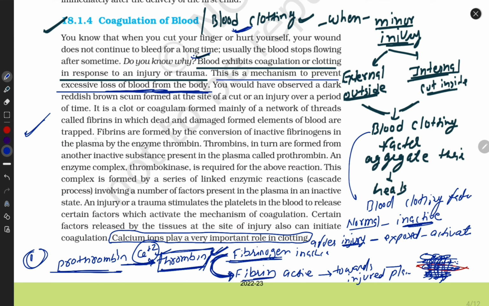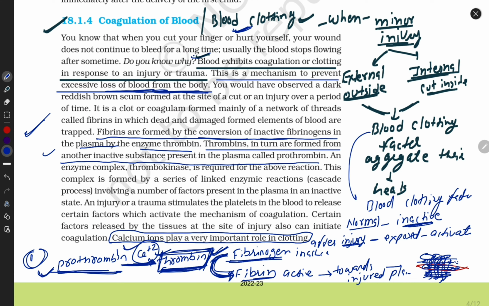I will read one by one. Fibrins are formed by the conversion of inactive fibrinogen in the plasma by the enzyme thrombin. Is this term clear? Yeah? Alright. Thrombin in turn is formed from another inactive substance present in plasma called prothrombin. This is prothrombin converted into thrombin in the presence of calcium. Yeah, this line we completed. Which kind of enzyme? Thrombokinase, meaning they need thrombokinase. Kinase means they add a phosphate group to their substrate or product. Prothrombin converts into thrombin with the help of thrombokinase.